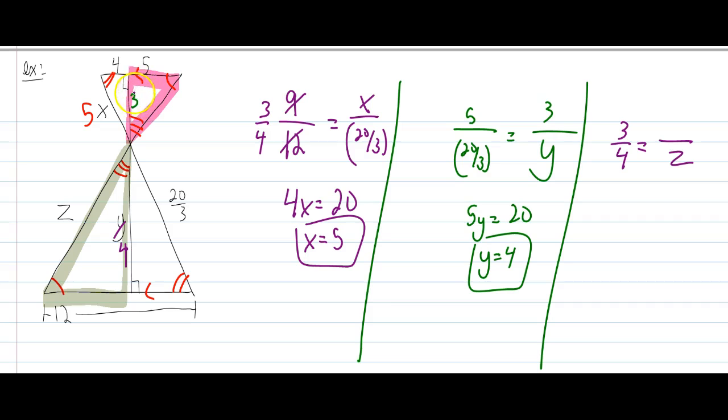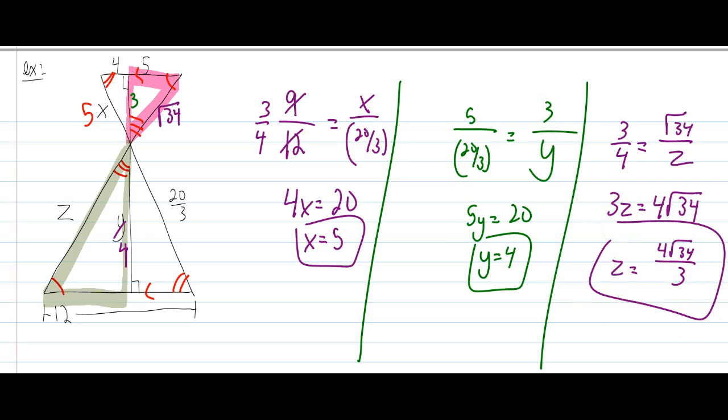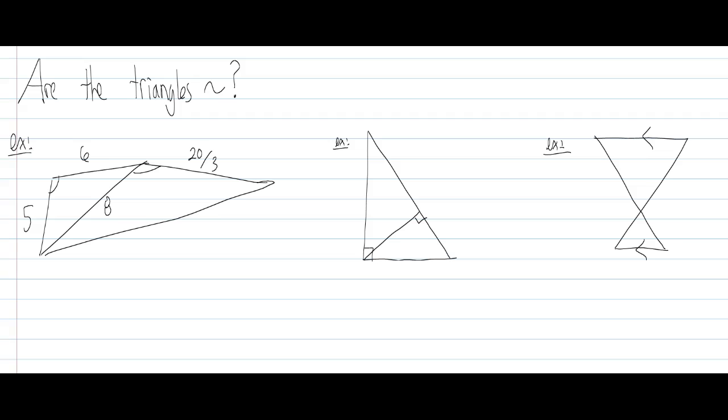If we use Pythagorean theorem, 3 squared plus 5 squared equals this squared. That's 9 plus 25, which means that this is the square root of 34. Now when we cross multiply, 3z is equal to 4 root 34. Divide both sides by 3, and we get that z is equal to this irrational number of 4 root 34 over 3. All right, next examples.